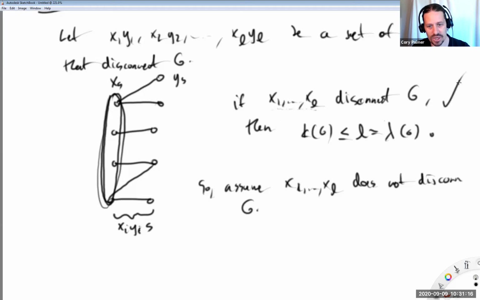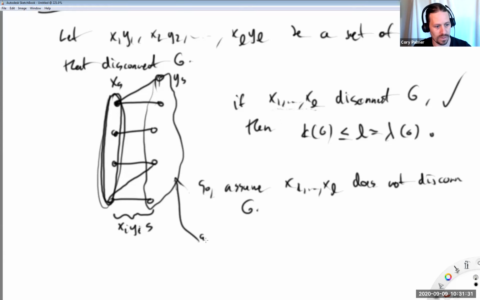If they disconnect G, we're done. So their removal doesn't disconnect G. So after I remove these vertices, this stuff here is all connected, which is fine. These edges got removed, but it's connected in here in some fashion. But the point is there's nothing over here. These edges getting removed doesn't mean the graph became disconnected, because these vertices also got removed. It's the same trick as looking at complete graphs.